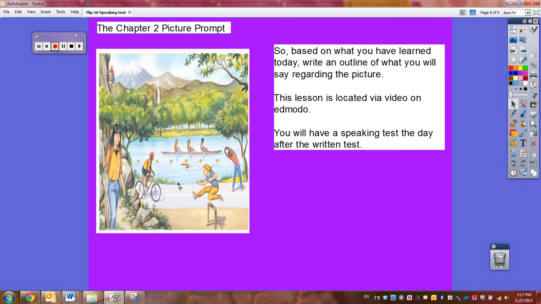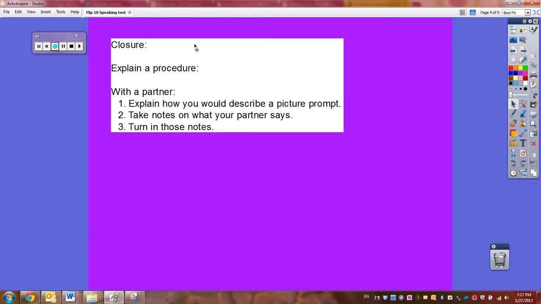So, based on what you learned, we then wrote an outline of what we were going to say regarding the picture. I put this lesson on Edmodo, and then after the written test, you're going to have your speaking test. So I would suggest practicing frequently. And then, of course, we did a closure where you explain the procedure to somebody else on how to describe a picture prompt.